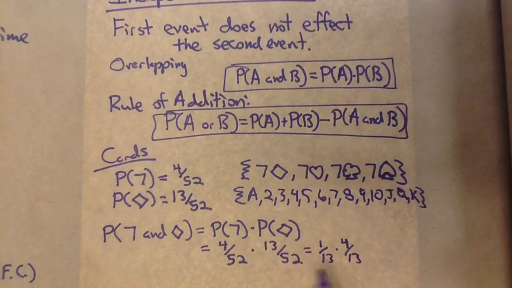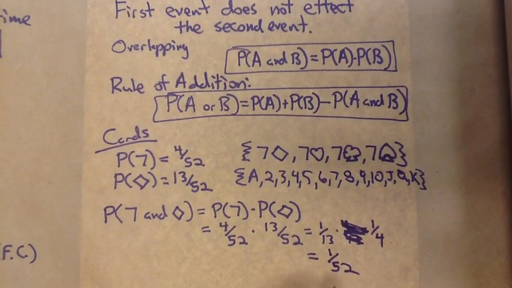I've reduced them, and probably reducing them correctly would help, this comes out to be 1 over 52. So there's a 1 in 52 chance that I would pull a 7 and a diamond, or the 7 of diamonds, which should make sense. There's only one of them.